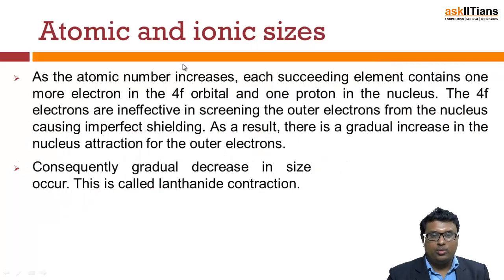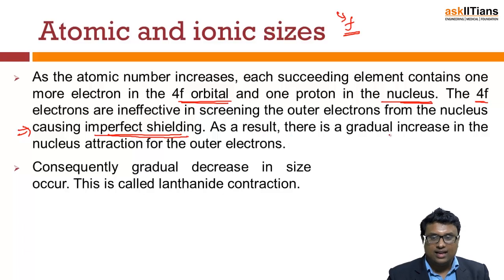Atomic and ionic sizes. What happens to the atomic and ionic sizes of the f-block elements? It is interesting. As the atomic number increases, each succeeding element contains one more electron in the 4f orbital and one more proton in the nucleus. The number of electrons increases, and the number of protons also increases. The 4f electrons are ineffective in screening the outer electrons from the nucleus because of imperfect shielding. Always remember, the f orbitals are poor screeners, causing imperfect screening or imperfect shielding.